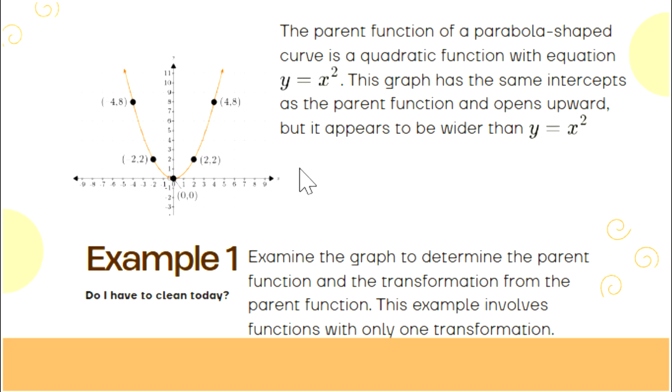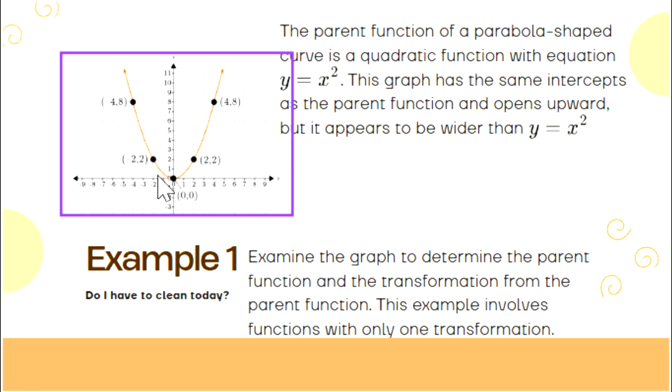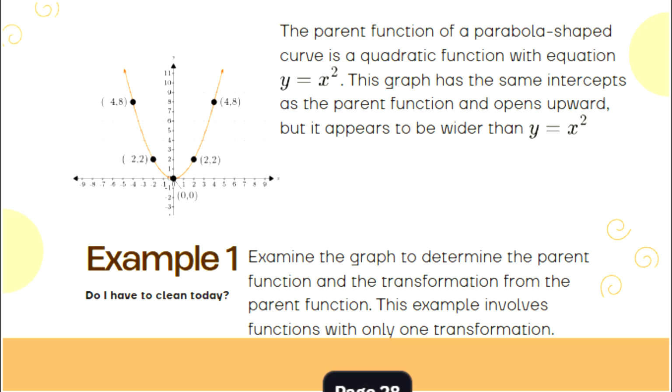But it opens upward, so it didn't reflect across the x-axis, okay? But it appears to be wider than y equals x squared. And the reason we know that is if you look at your little chart, origin 0, 0, this should be negative 1, 1, and this should be 1, 1. But it's sitting at negative 2, 2, and positive 2, 2. Okay, so we know that there's some sort of dilation going on here, either a compression or stretching.